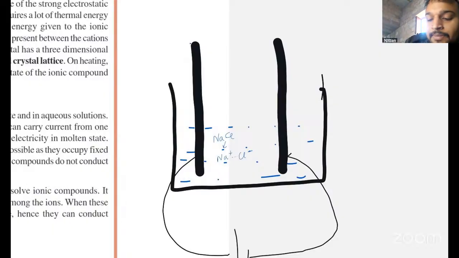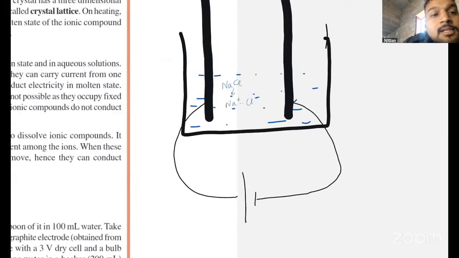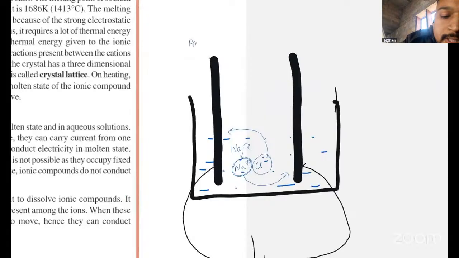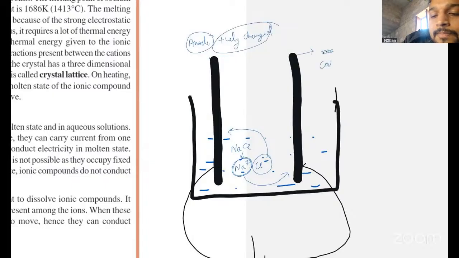Now what will happen? We know that the Cl minus has an extra electron that it got from the Na. So this Na plus will move towards the cathode and Cl minus will move towards the anode. Why? Because this anode is positively charged, and this cathode is negatively charged. Now, what will happen?